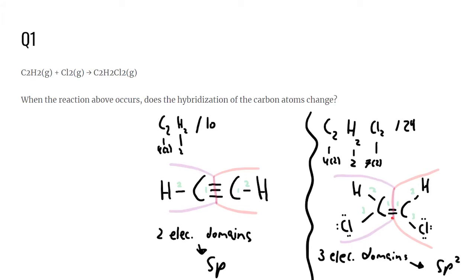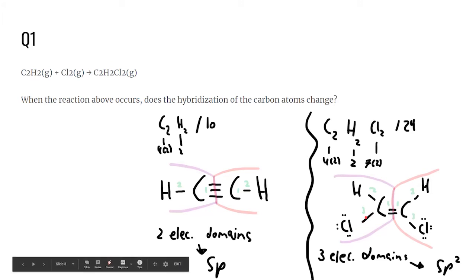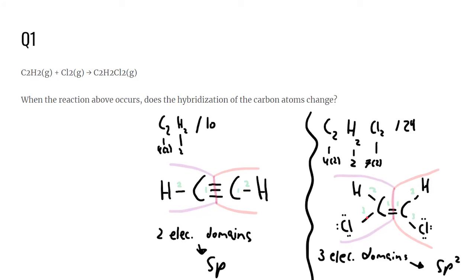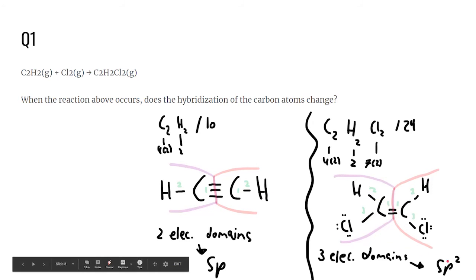For each carbon atom, this time what's different is that there are 3 electron domains. There's one with the carbon atom, one with the hydrogen atom, and then one with the chlorine atom. Every atom here fulfills its octet. And so here, since we have 3 electron domains, it's sp2. So the answer is yes, it goes from sp to sp2.